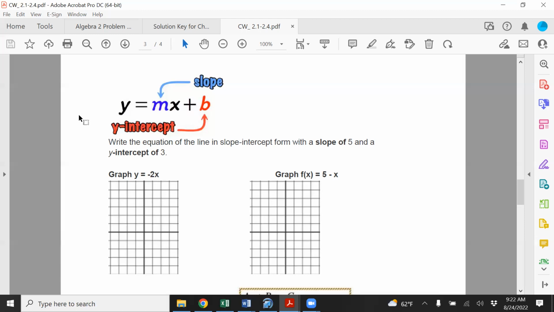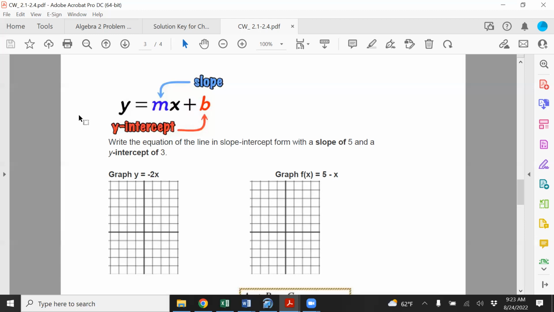So again, it should be all review. There should be nothing new. Ask if you guys are stuck. But graphing lines, if you have it in slope-intercept form, and we call this slope-intercept form, just so you know, where y is isolated. Now you're probably seeing why we want to isolate y.